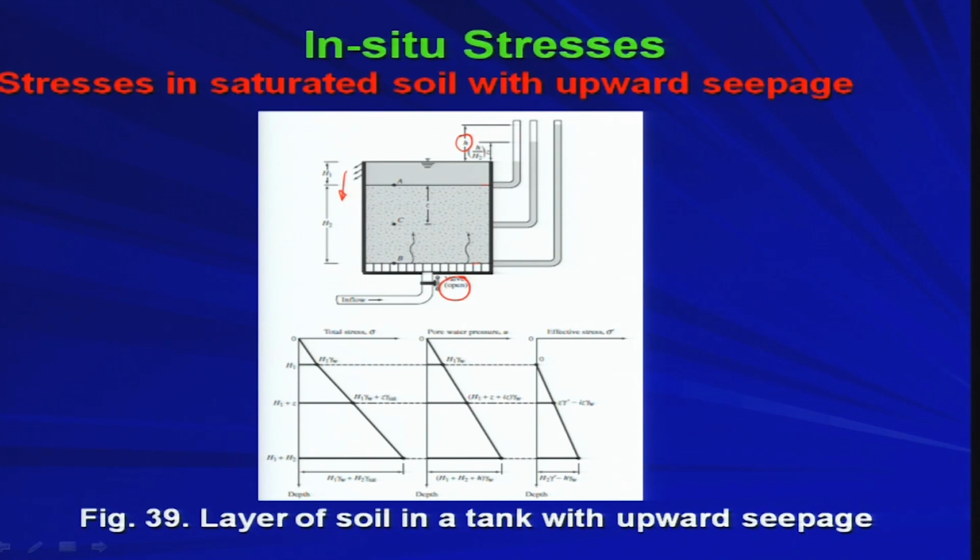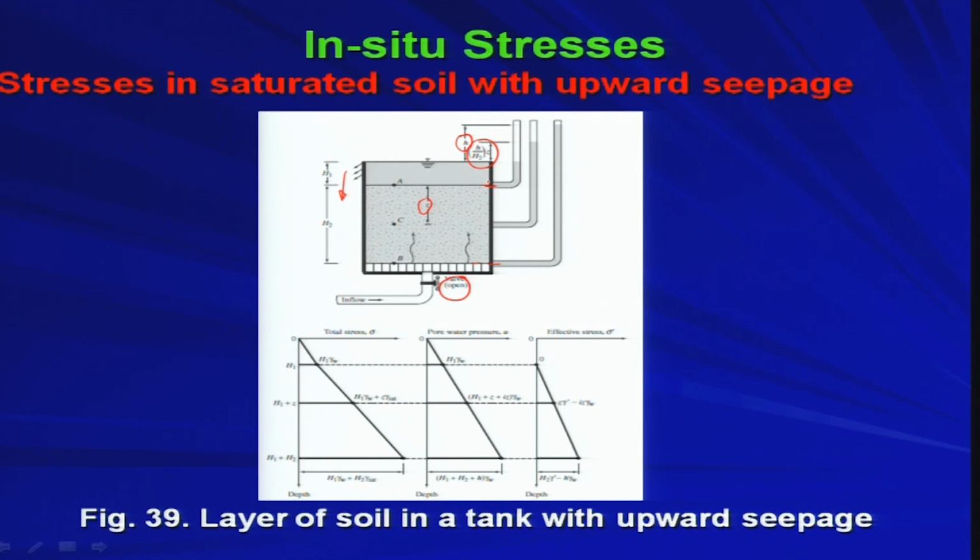Similarly, at any depth z, your head loss is h by h2, which is a linear relation with z. So, that is the head loss at different depths. If you consider this as your initial head and this as your final head, that is the head loss which is causing the seepage flow, which is causing the passing of the water through the soil matrix.